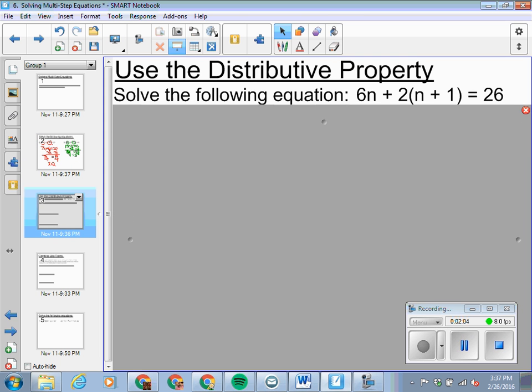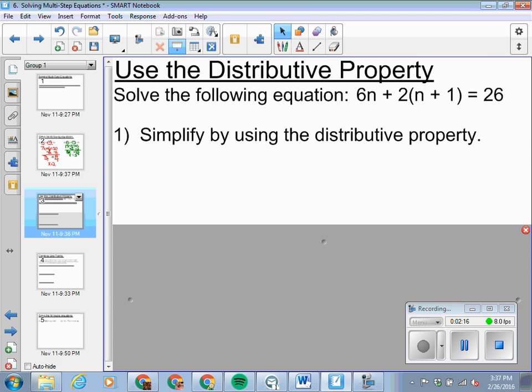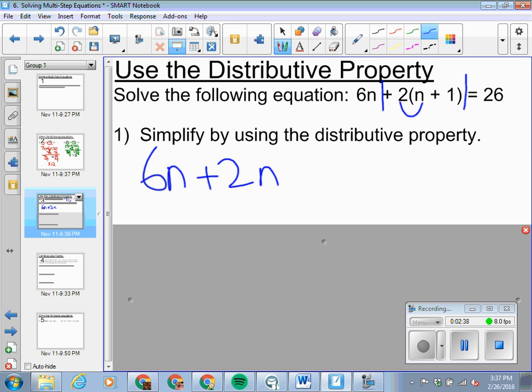Now, the distributive property. Okay, we're going to solve this equation, 6n plus 2 times the quantity n plus 1 equals 26. We are going to do the distributive property first. Remember when I taught this to you in the expressions unit, we wall off that parentheses portion so we know to do that multiplication step first. So the 6n doesn't change. Okay, now we do 2 times n to give us 2n, and then 2 times 1 to give us 2.